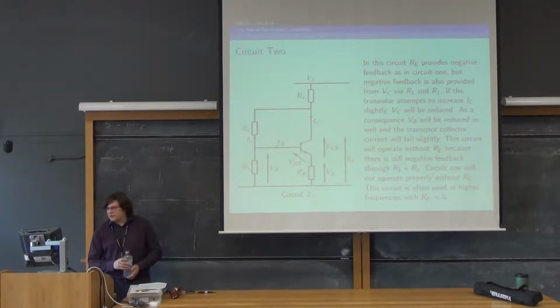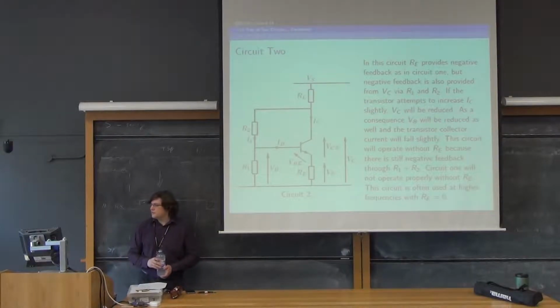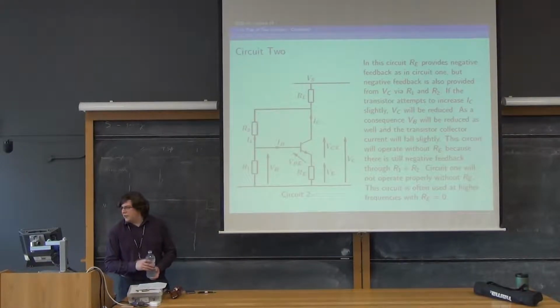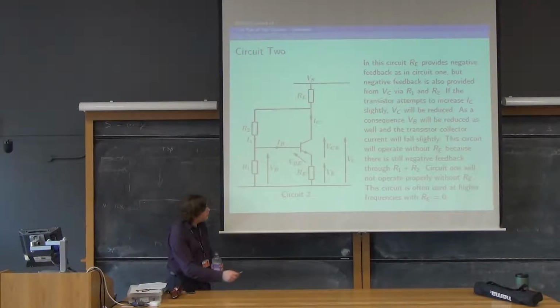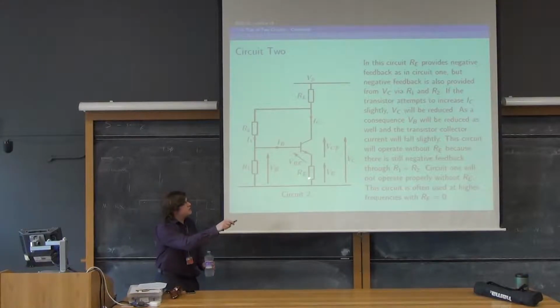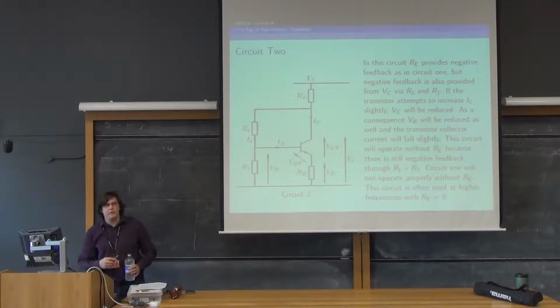So this is circuit 2 of circuits 1 and 2, and the new addition is the resistor R2. So what I've said on the slide is, in this circuit RE provides negative feedback, so it's that one there, and it's the same kind of negative feedback as before. If you're not happy with it, don't panic, we'll go over it again in this lecture.